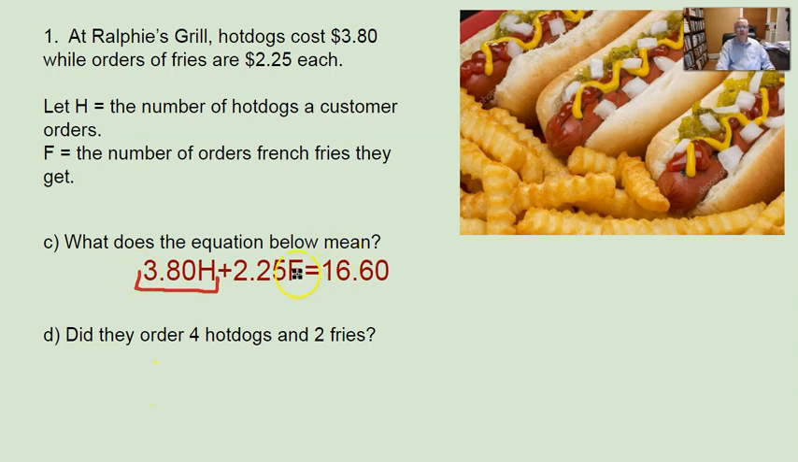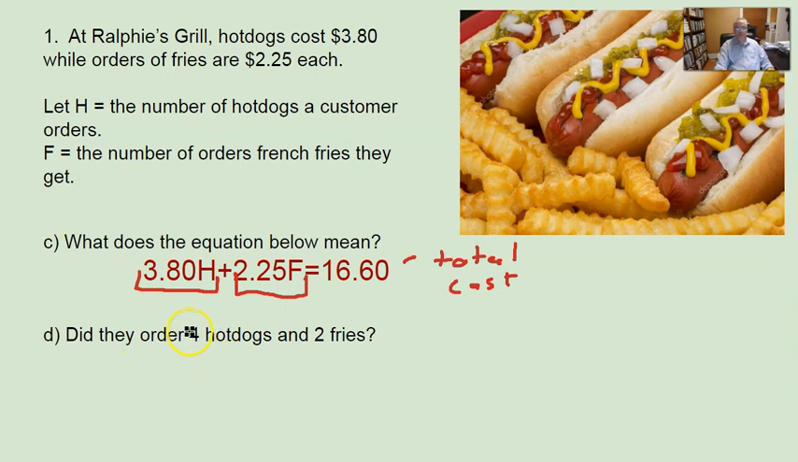If you order 8 hot dogs, this is how much the hot dogs would cost. All right, we're taking the number of orders of fries and multiplying that by $2.25. So this is how much the fries cost. So the cost of the hot dogs plus the cost of the fries equals $16.60. So this is the total cost of their order. So what I'm saying is the total cost of their order is $16.60.